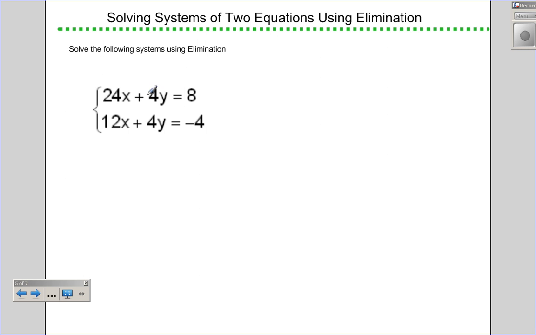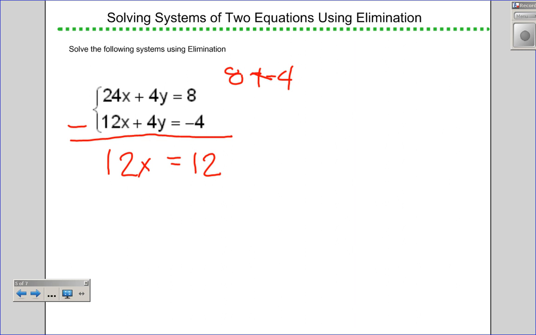So once again, I don't have opposites that I'm starting with, but I do have the same coefficient of the 4y, so I can subtract them. 24x minus 12x is 12x. 4y minus 4y cancels, they eliminate. And 8, you have to be careful here, 8 minus -4 means minus a -4 means I'm going to add those together, so that's 12. So x equals 1.